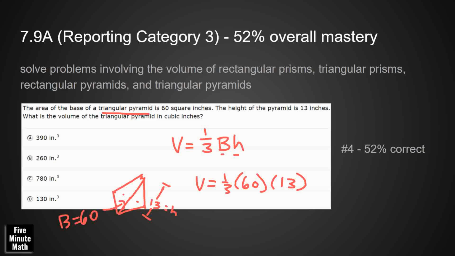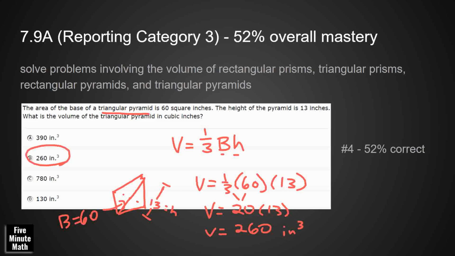I'm going to go ahead and multiply 1/3 by 60 because that's the same as dividing 60 by 3. So that's going to be 20, right? Those two become 20. 20 times 13. Let's say 2 times 13 is 26. And then you add that 0 because I'm multiplying by a power of 10. And there we go, 260 cubic inches.